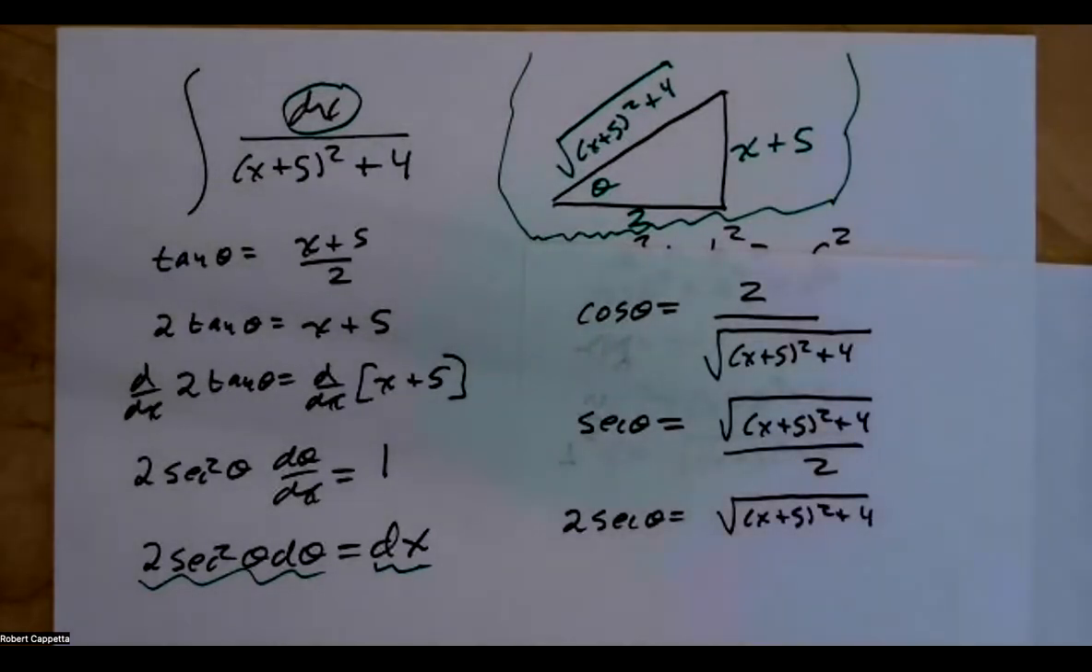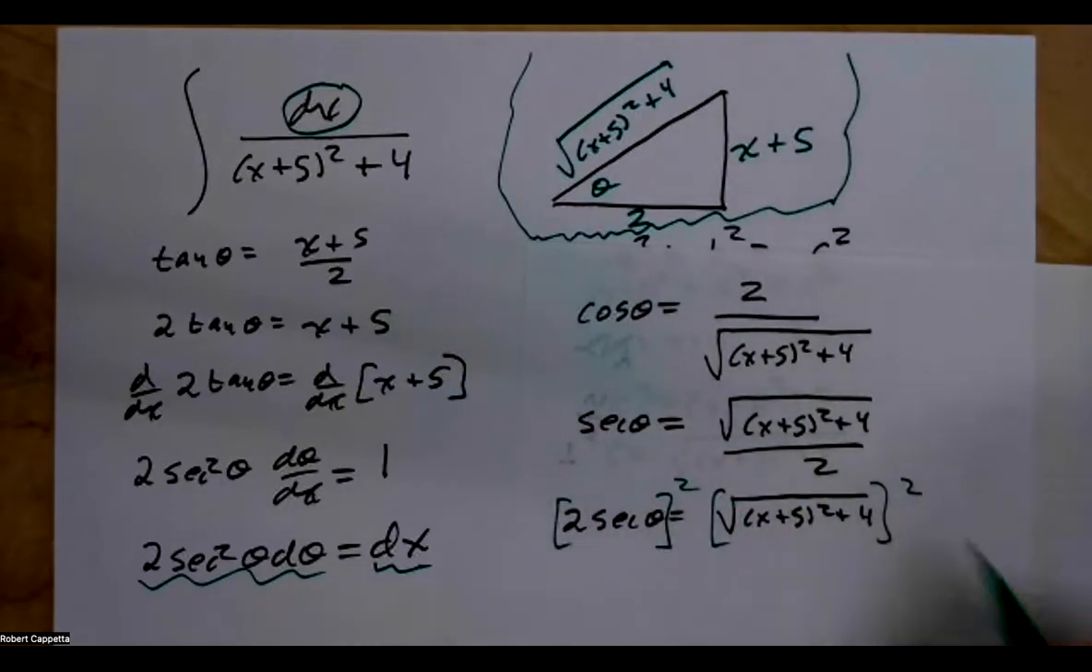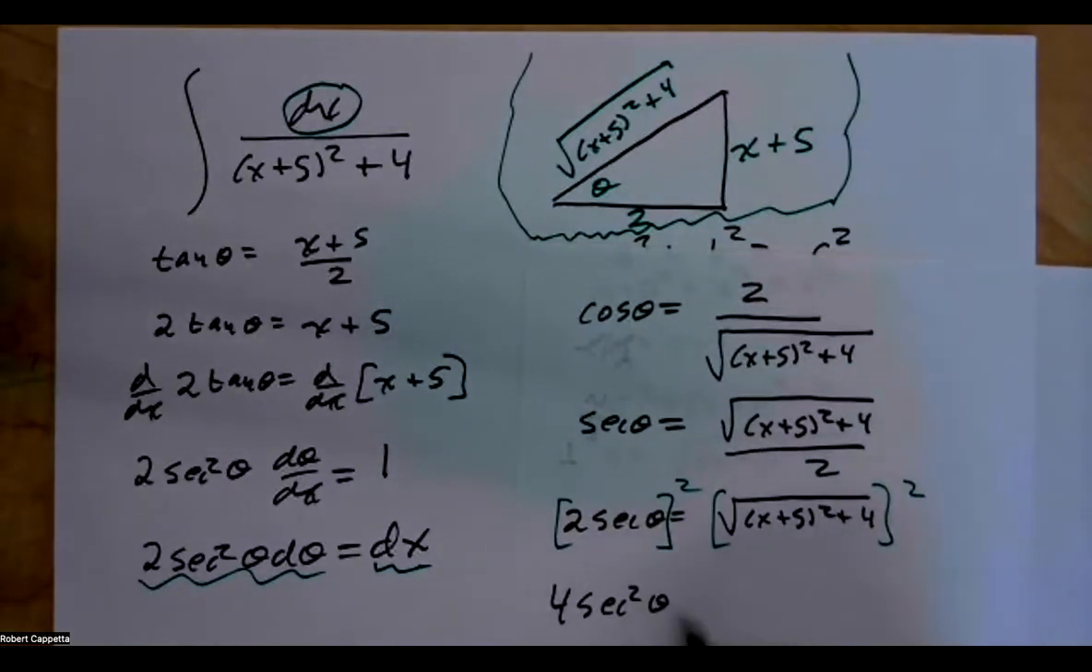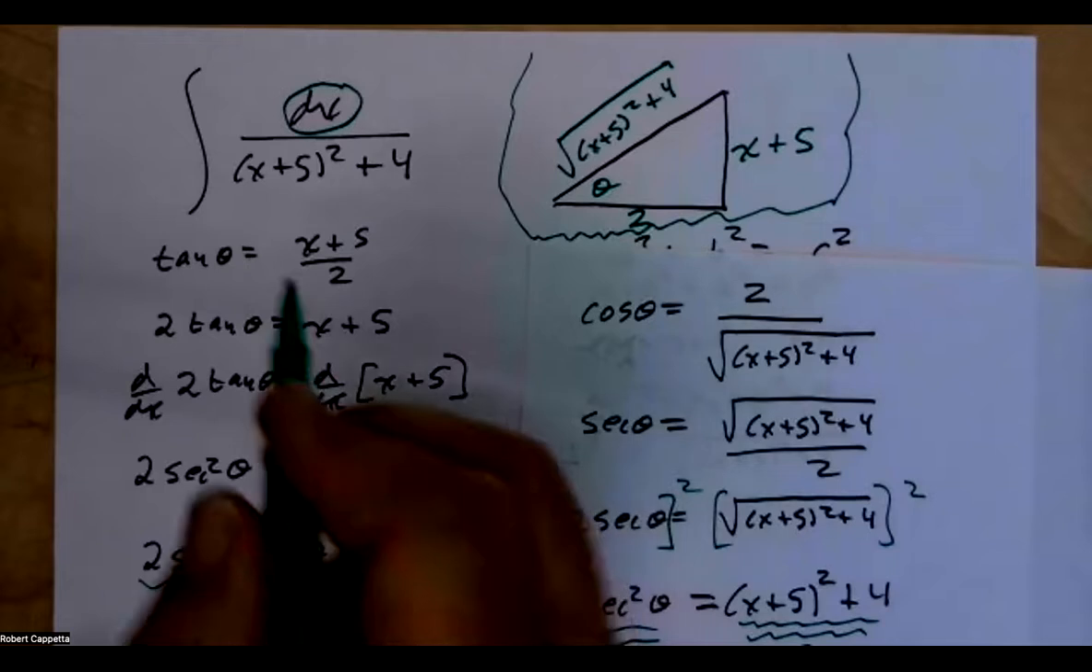And then we'll finish this by squaring both sides. So square this side and square that side. If I square 2 secant theta, that gives me 4 secant squared theta equals what? When I square the square root, I just get (x plus 5) squared plus 4. So this time you will notice (x plus 5) squared plus 4 here is going to equal 4 secant squared theta.